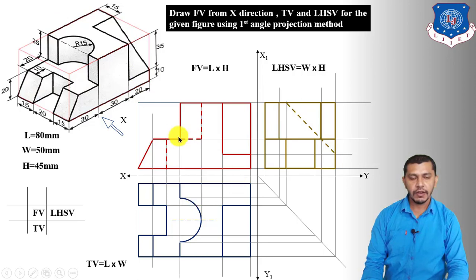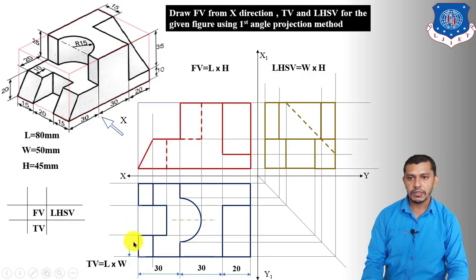So these are the final front view, top view and the left hand side view of the given object. Now at the end we have to give the required dimensions by using the particular methods of dimensioning. Either it will be the aligned system of dimensioning or the unidirectional system of dimensioning. And here we are going to give the dimensions by using the aligned system. So first of all, we have to show these dimensions 30, 30, 20. So we will give the dimension over here or over here also. So 30, 30 and 20.